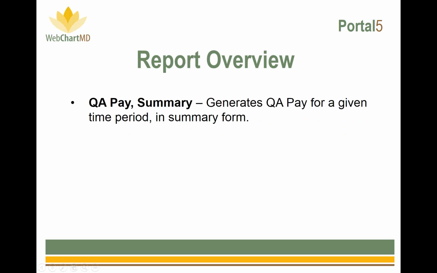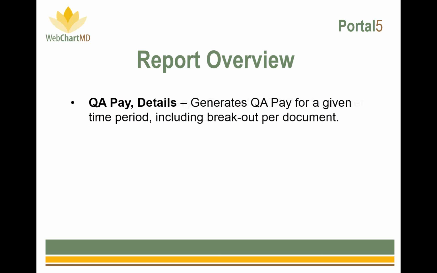The QA pay summary generates your QA pay amounts for a given time period in summary form. And then the details version of that report shows you the same information, but breaks it out on a per document basis. Let's now run those various reports very quickly.